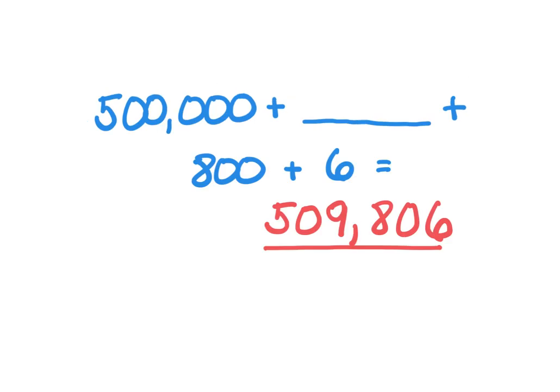Okay, the next problem's a little different. It's expanded, but we have a missing number. We have 500,000 plus unknown plus 800 plus 6. So here is our 500,000. We don't have any 10,000s, but we do have a 9 in the thousands place. There's our 8 for our 800. We do not have any 10s, but we have 6 ones. So the missing number here would be 9,000.